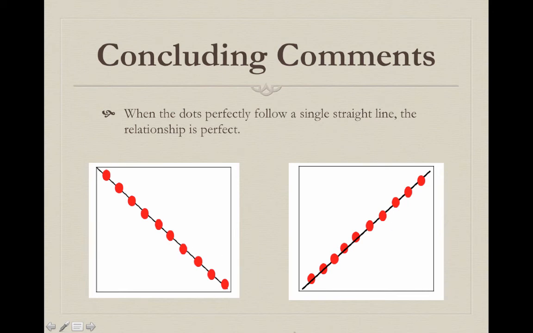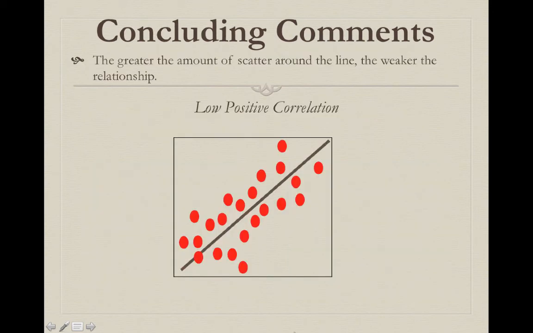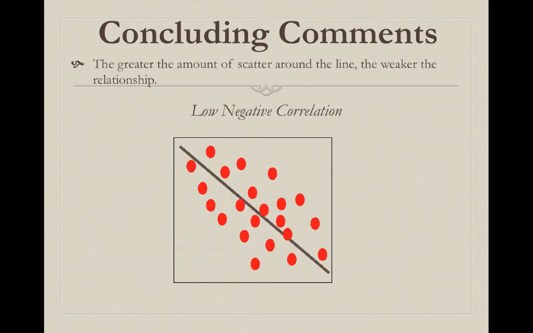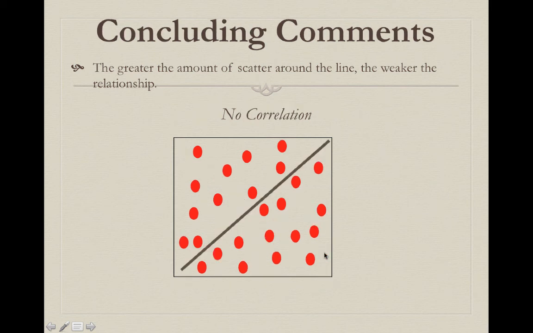The greater the amount of scatter around the line, the weaker the relationship. So you always want to imagine this line and see where those dots fall. So there's a low positive correlation there. This one's negative, so it's a low negative correlation. This one, you just got a bunch of dots. There's no rhyme or reason. There's nothing going on there.